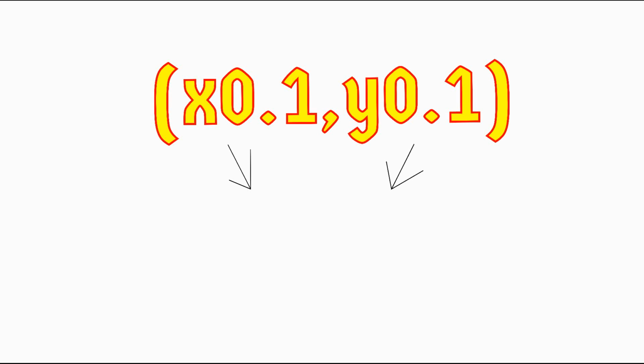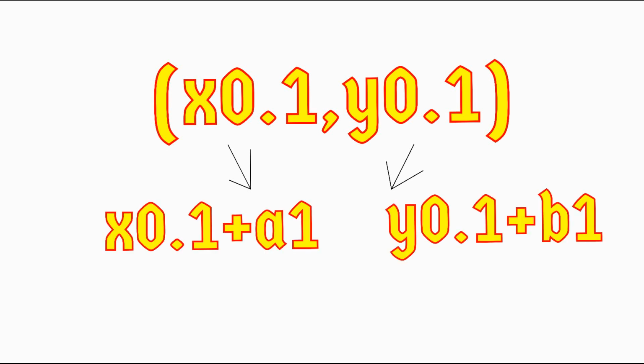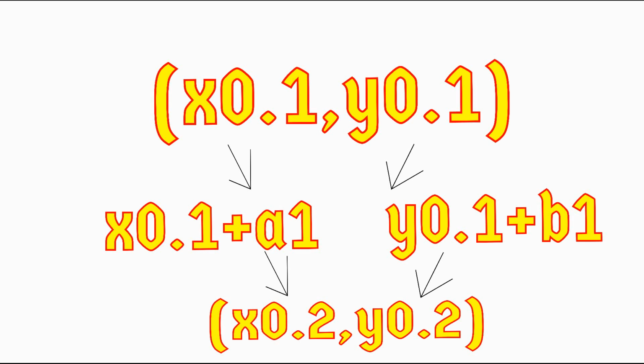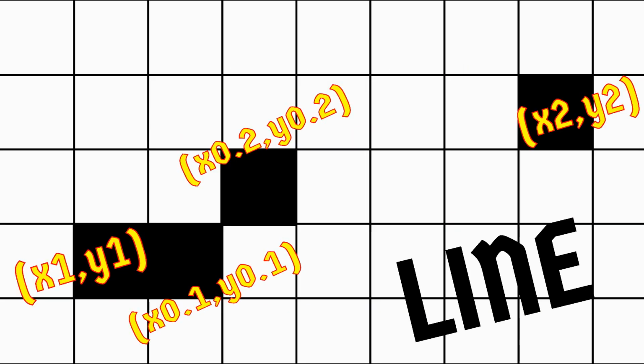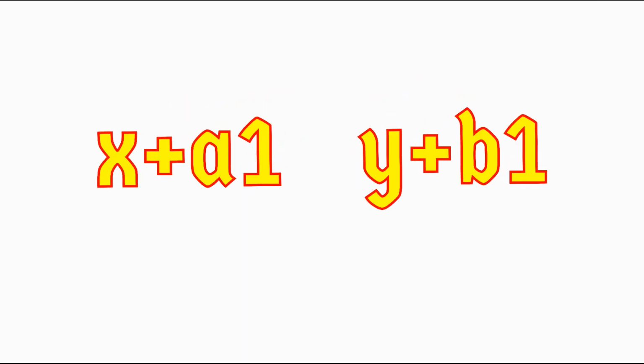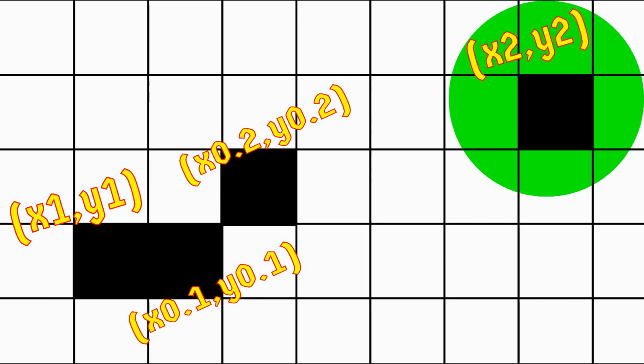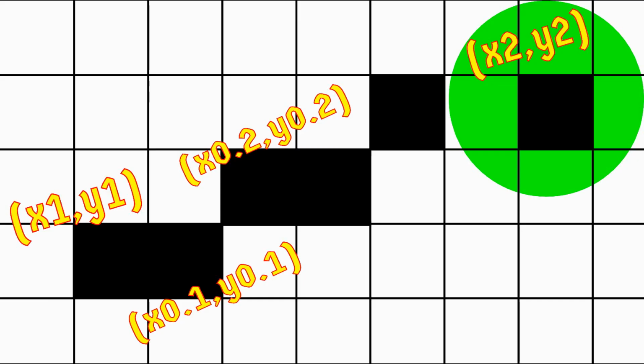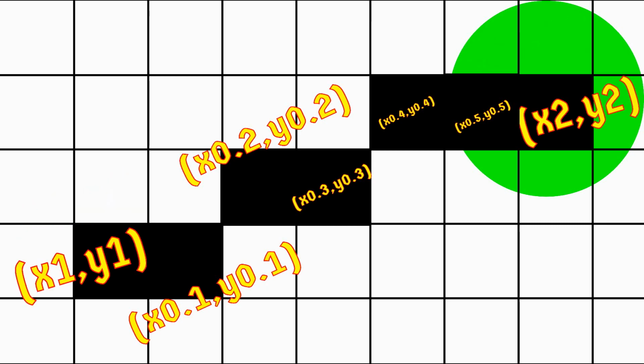Now x0.1 and y0.1 is added with that same number a1 and b1 to get x0.2 and y0.2. We again mark x0.2 and y0.2 on the pixel grid and this takes us another step closer to x2, y2. This same process of addition of these special numbers a1, b1 is carried out in a loop until we reach x2, y2, thus creating a line by just selecting pixels.